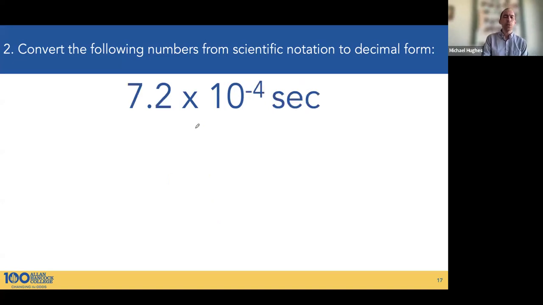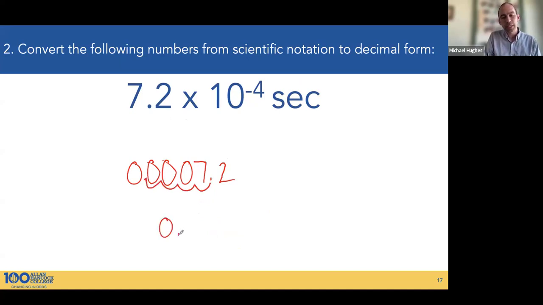All right, one last one, 7.2 times 10 to the negative 4 seconds. So start with that decimal portion, and we're going to be moving in the negative direction. So we'll put zeros to the left of the value. Make sure we have enough, and we'll move 1, 2, 3, 4. So our final answer would be 0.00072 seconds.